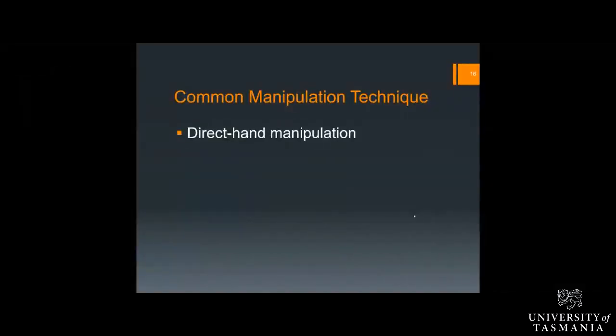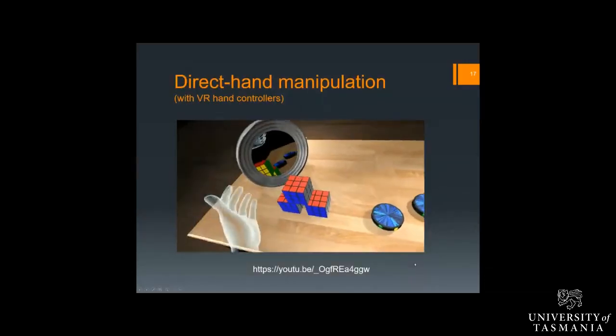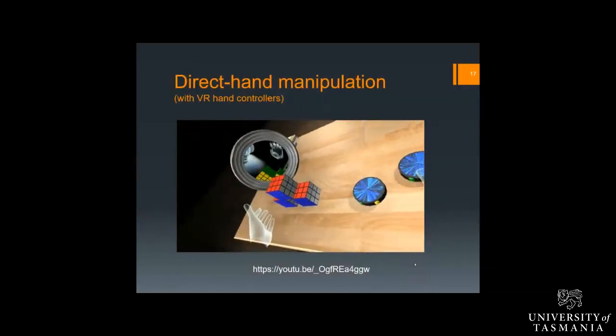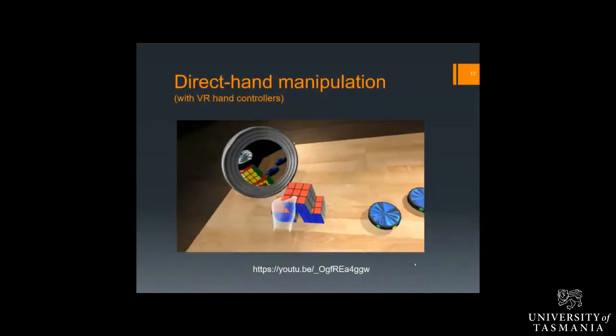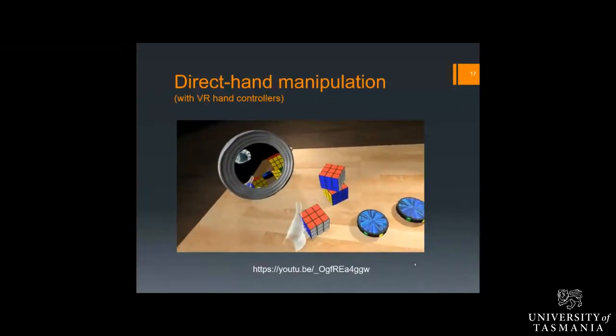But in terms of manipulation, so in this case, it's a manipulation in VR. Okay, so manipulation is oftentimes easy to do with direct hand, and this seems to be the most common way. Okay, so this is from Oculus Quest. Okay, you can see your virtual hands. You can see them grab the cube. Okay, you can see them move around.